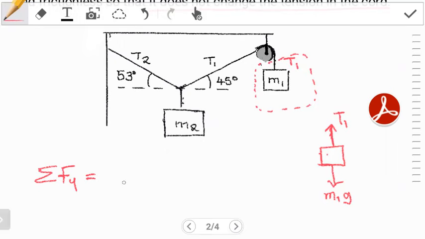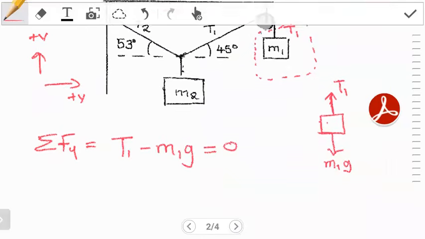What we observe is we have T1, let's take up to be positive and down to be negative. Then we're also going to take this direction to the right to be positive, meaning to the left, it's going to be negative. So in this case, T1 is going up, it's going to be positive T1. Then M1G is going down. This is going to be minus M1G. So remember this, the question says these are in equilibrium, meaning they add up to 0.